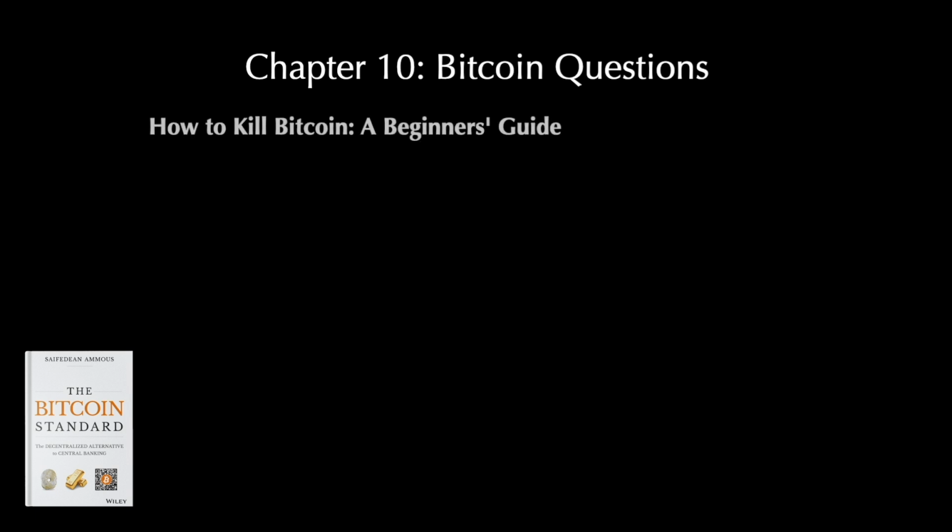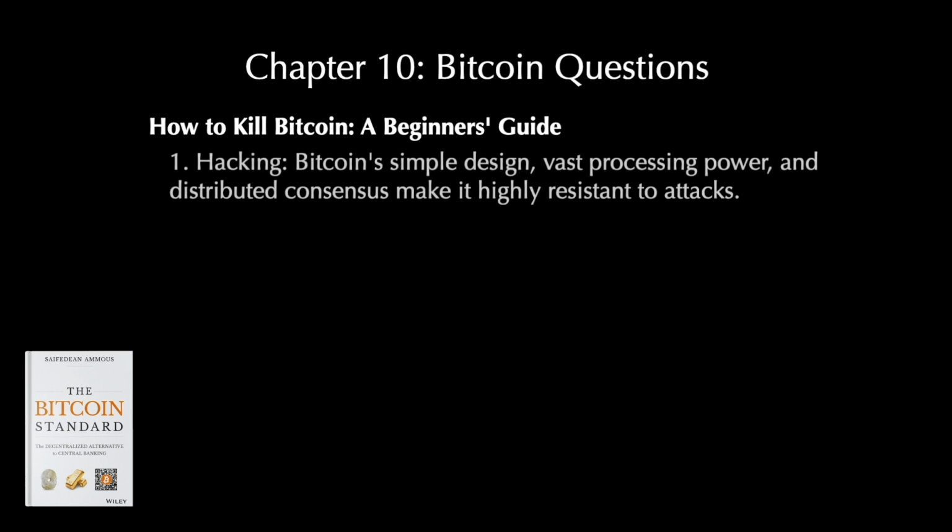How to kill Bitcoin: a beginner's guide. This section explores 7 potential threats to Bitcoin's survival. Let's summarize each point. Number 1, hacking. Bitcoin's simple design, vast processing power, and distributed consensus make it highly resistant to attacks. Hacking Bitcoin would require corrupting the transaction ledger in a way that would be costly, risky, and likely detected by nodes in the network.